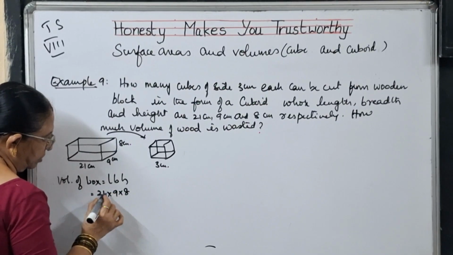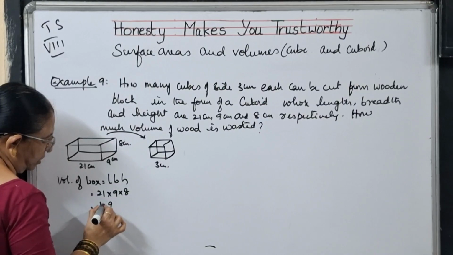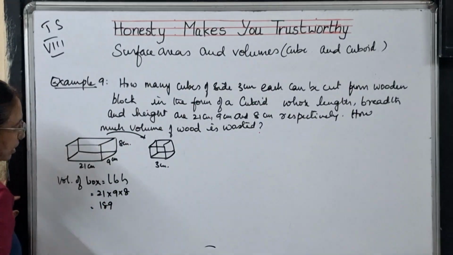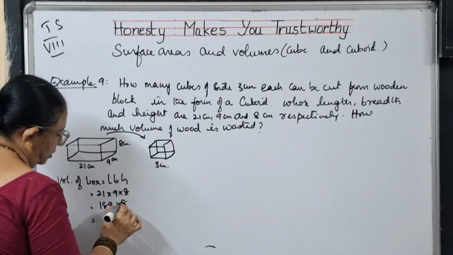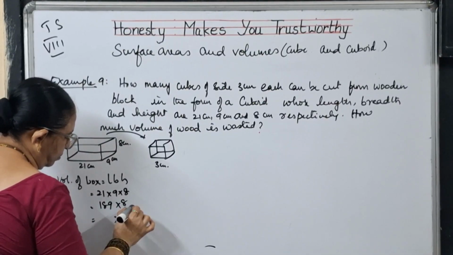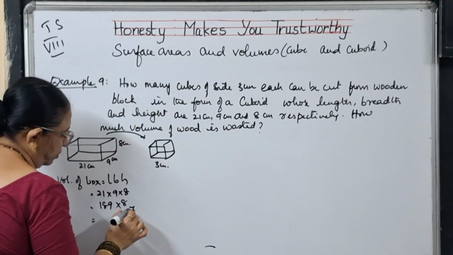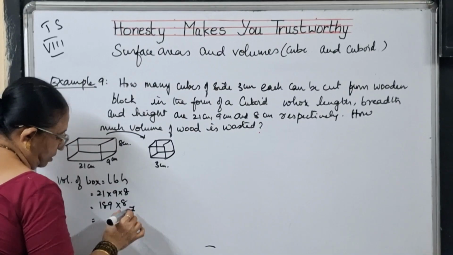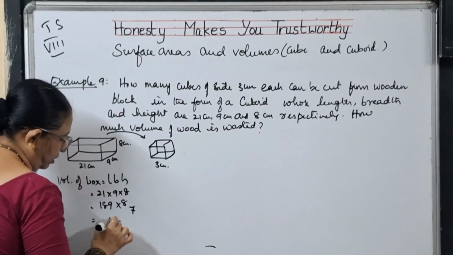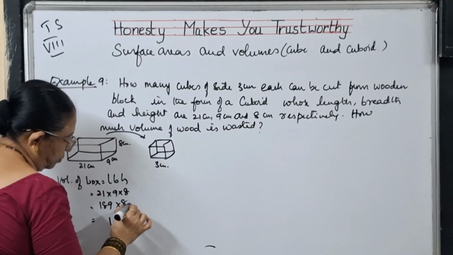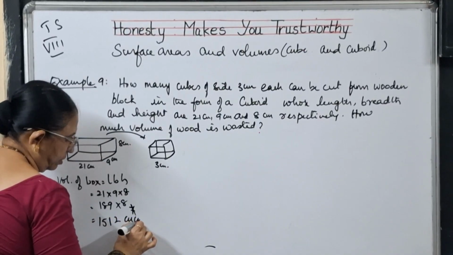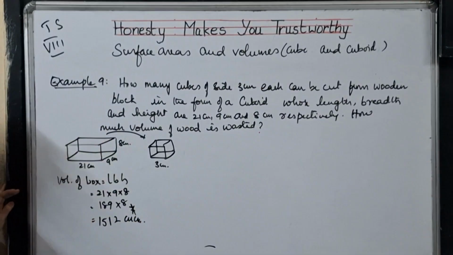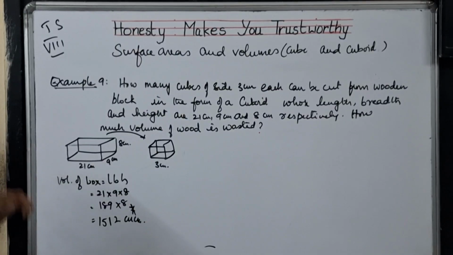9 ones are 9, 18, so 189 into 8. 8 nines are 72, and so on. 1512 cubic centimeters is the volume of the box.